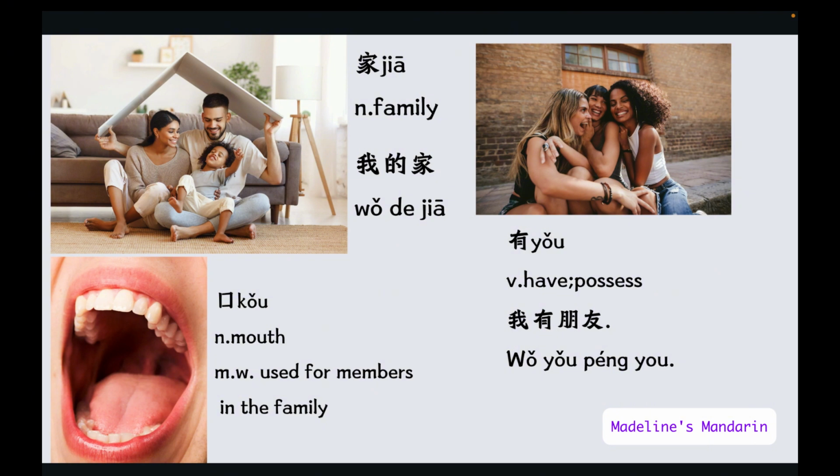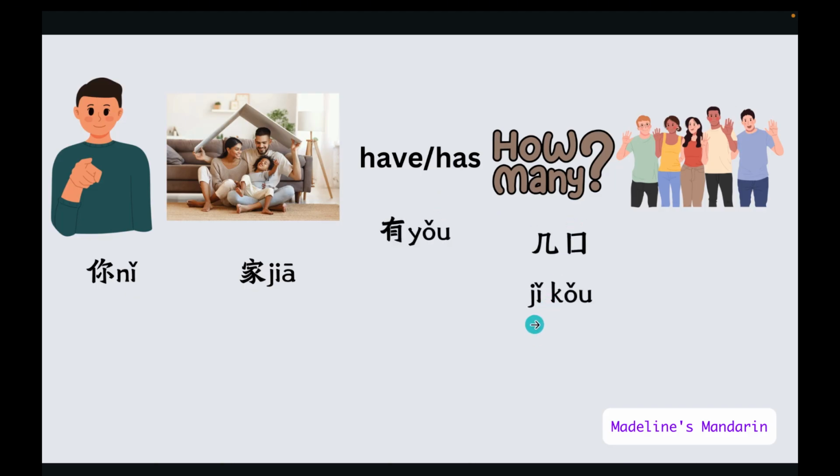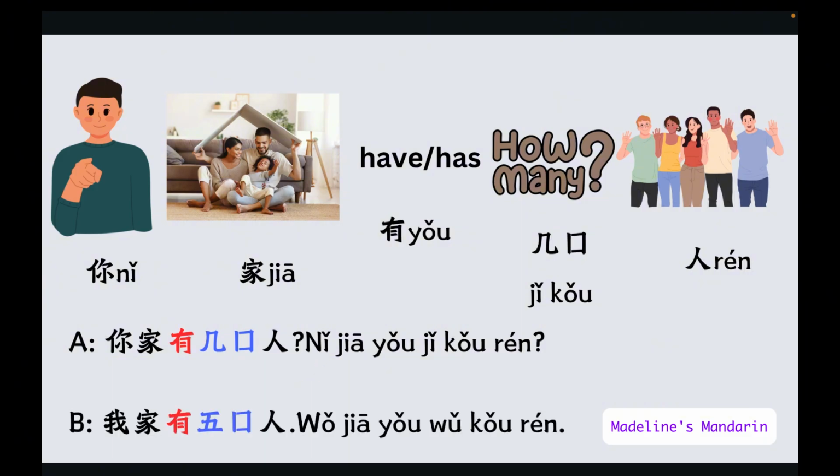Now let's look at how to ask the question, how many people are there in your family? Look at these pictures. Give me a sentence. They should be 你, this one 家, have or has 有, how many? We say 几口. Remember 口. And then they are people, 人. So the question should be 你家有几口人. Answer this question. The answer is 我家有5口人. In this question, 有 can be used to state the number of members a family has.